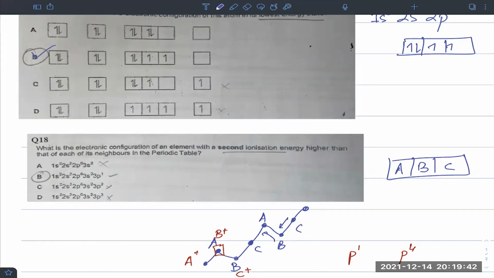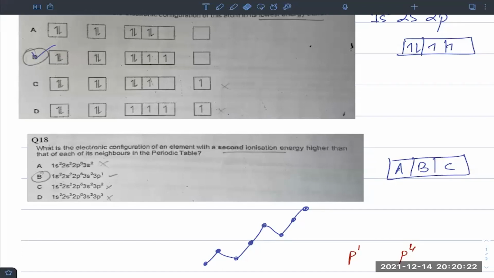In other words, what is the question asking you? The question is saying that B has a configuration such that the second ionization energy is higher than that of its neighbors, which means the first ionization energy is lower than its neighbors. So that only happens if you have mutual pair repulsion. That is when the ionization energy is lower than its neighbors. So if the first one is lower than its neighbors, then the second one will be higher than its neighbors, because it will be at the top of this hill.